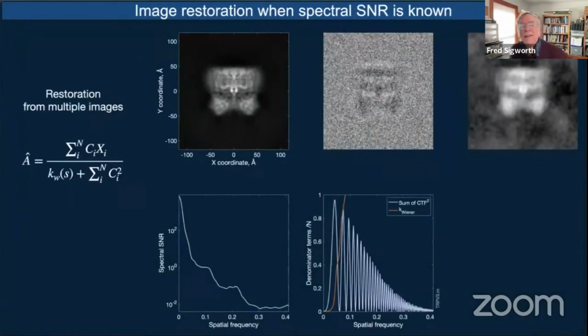Now, let's see what's happening under the hood with this process. So what I'm going to do is show this is the spectral signal to noise ratio. This is the signal part of this K, and this is now going to compare the two terms in the denominator. The blue curve here is the sum of CTF squared, and the red term is this KW, which is proportional to 1 over the spectral signal to noise ratio.